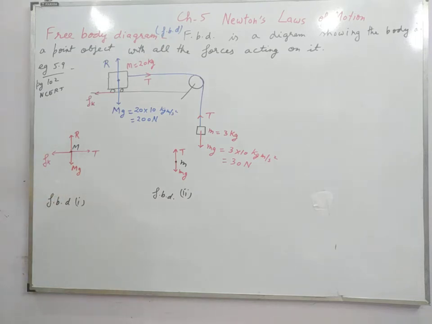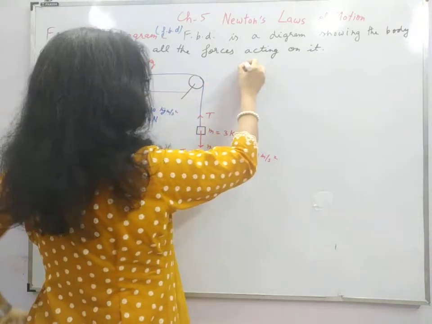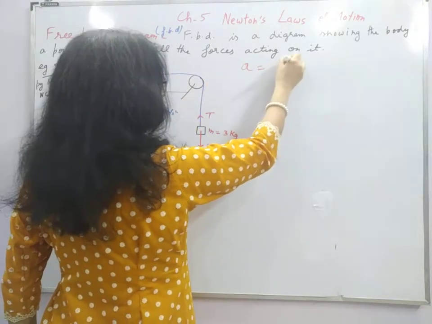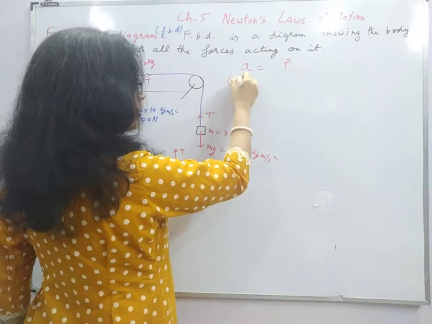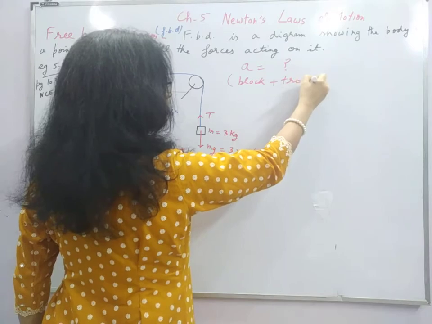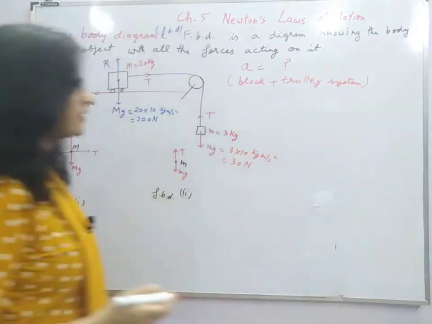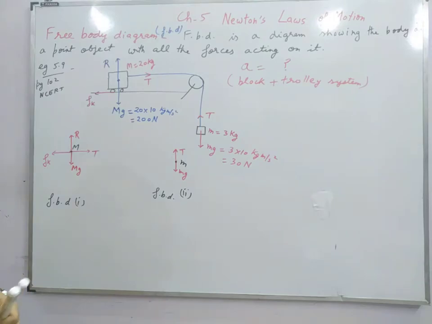Now they are asking for the acceleration of the system. So what the question is asking, you have to find the acceleration of the block and trolley system, right? So this is what we have to find out.